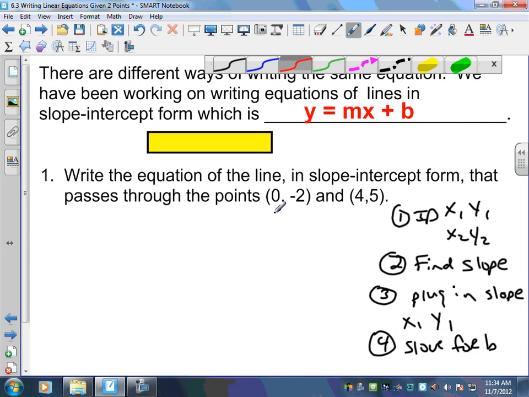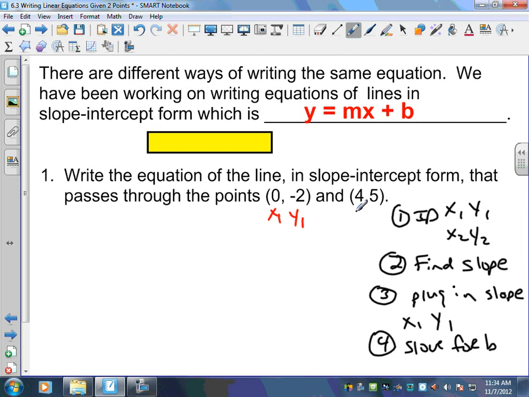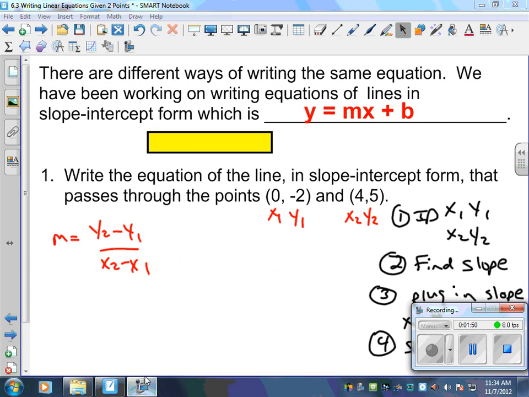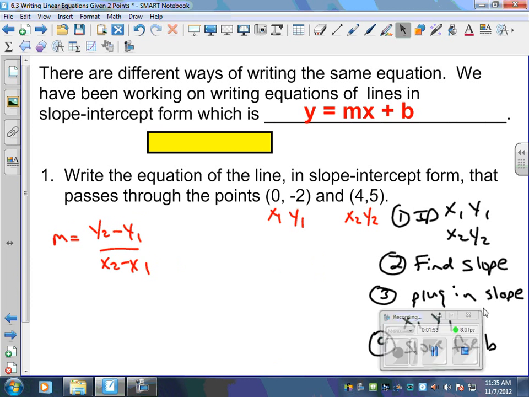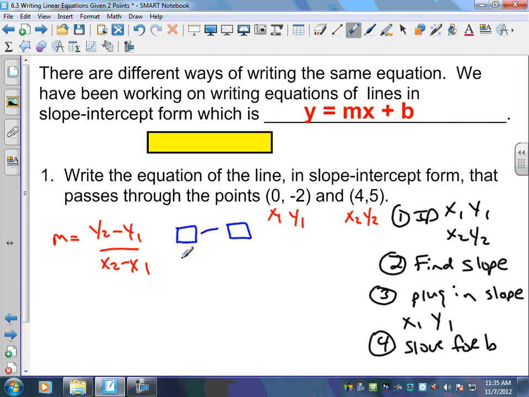So, step 1, x1, y1, x2, y2. Find your slope. M equals y2 minus y1 over x2 minus x1. So, I'm going to put my boxes so I can find my slope. Minus, over, minus.